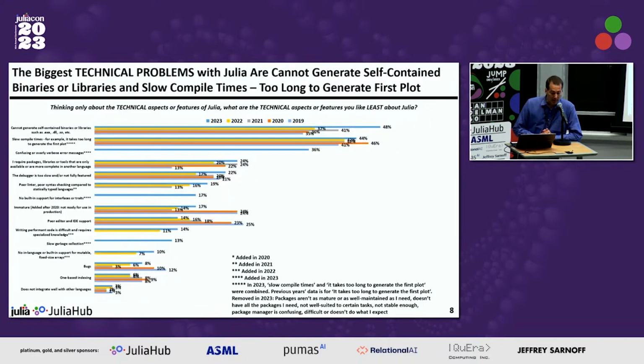The biggest technical problems with Julia. Number 1, cannot generate self-contained binaries or libraries. Number 2, slow compile times, for example, too long to generate the first plot. Then confusing or overly verbose error messages. That was an addition to the survey this year. I require packages, libraries, or tools that are only available or are more complete in another language. The debugger is too slow and or not fully featured. Poor linter, poor syntax checking, no built-in support for interfaces is a new one this year as well. And then slow garbage collection was added this year as well.